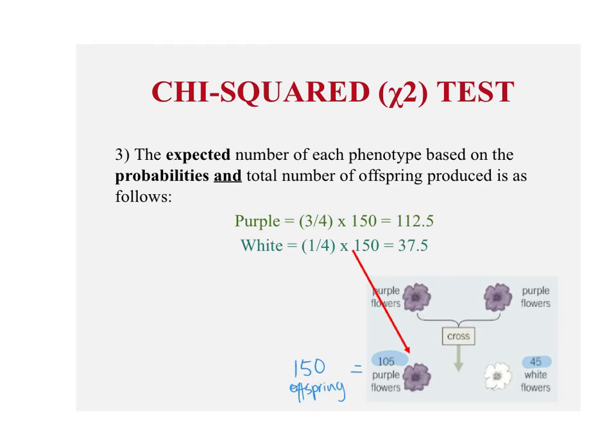Now from our ratio, the 3 to 1 purple to white ratio, we know that 3/4 of that 150 need to be purple. Okay, so 3/4 times 150 gives us 112.5 offspring. And likewise, for the white flowers, 1/4 of them are going to be white, and that gives us 37.5 flowers. Remember, we're not too worried about this half value just yet. In fact, we're not worried about it at all. It's chill, we can work with it. So let's have a look at that in the table, and we'll see what our chi-squared value is.